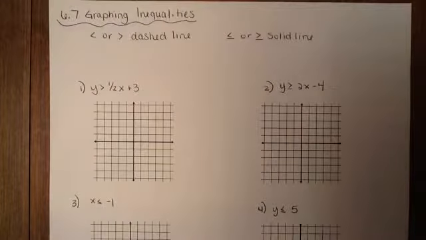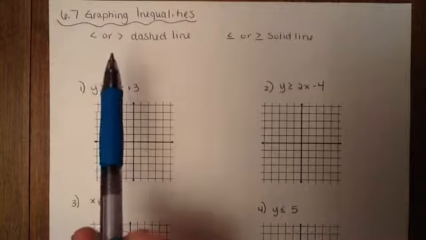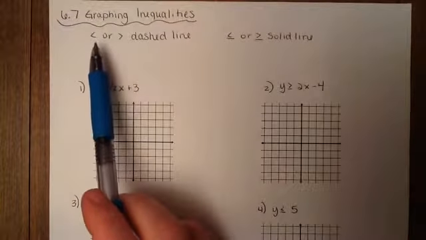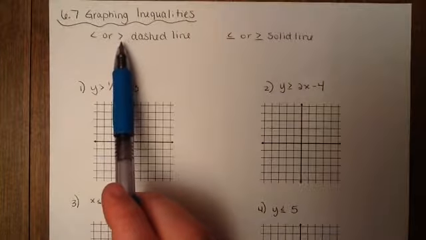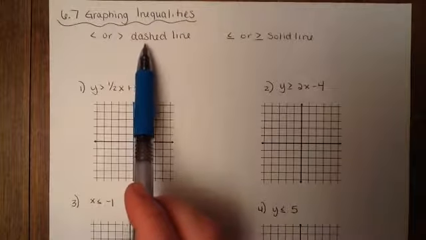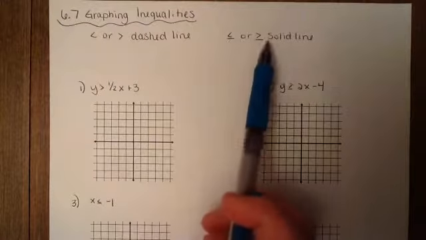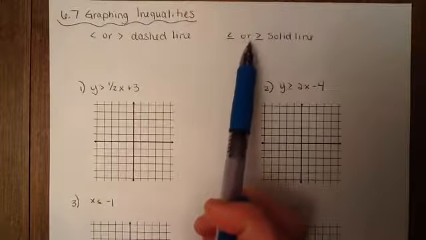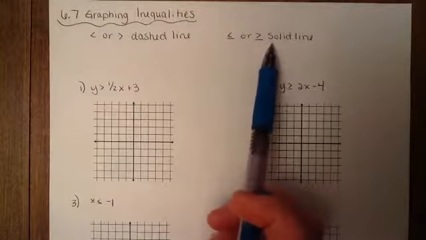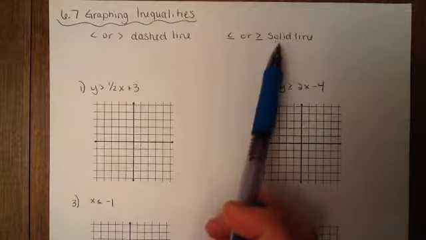Mathematicians, today we are going to graph inequalities. What's really important is that we pay attention to our sign. If it is a less than or a greater than, there will be a dashed line when we connect our dots. If it has the equal sign underneath, less than or equal to, or greater than or equal to, you are going to connect with a solid line.